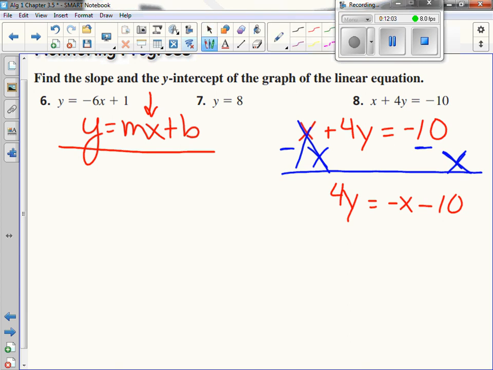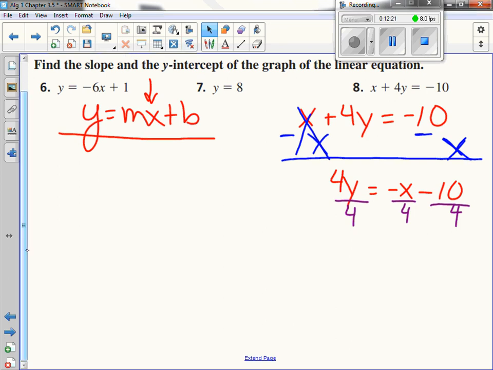Now, is y by itself? What's with y? 4. How can I simplify that? Divide everything by 4. We're going to divide everything by 4. Well, 4 divided by 4 will simplify, and we just have y equals negative x over 4 minus 10 over 4.